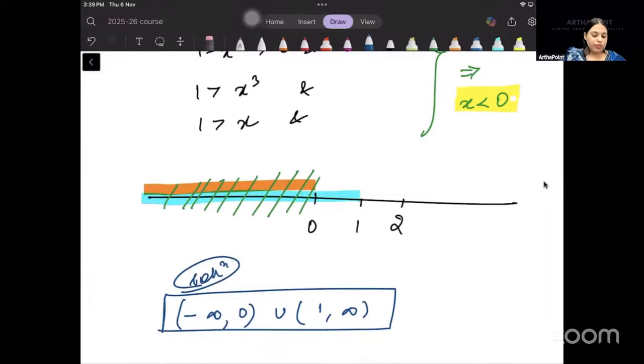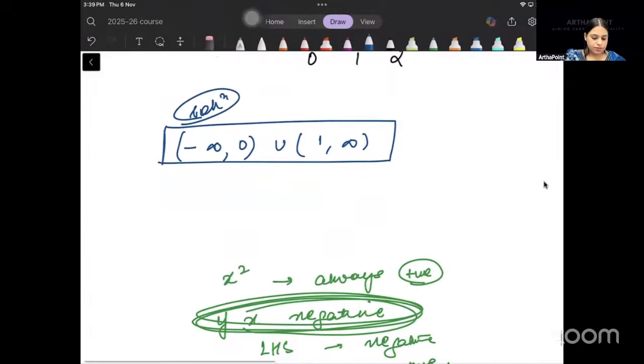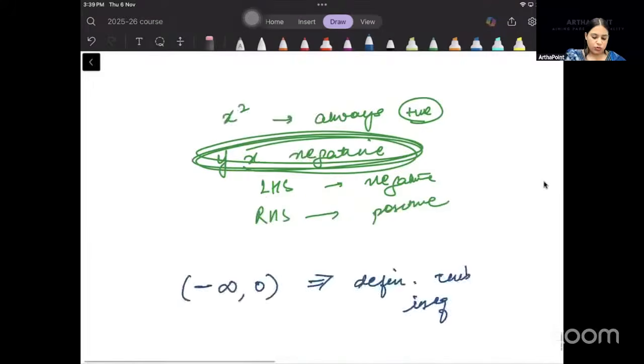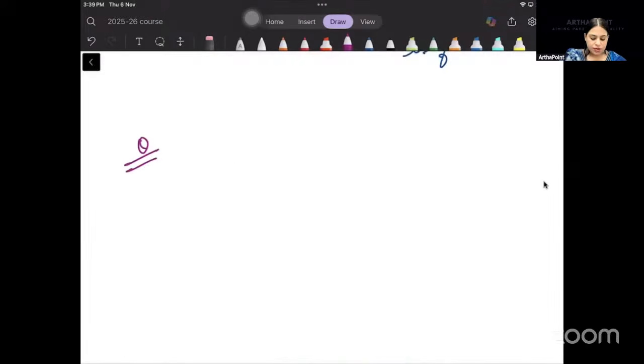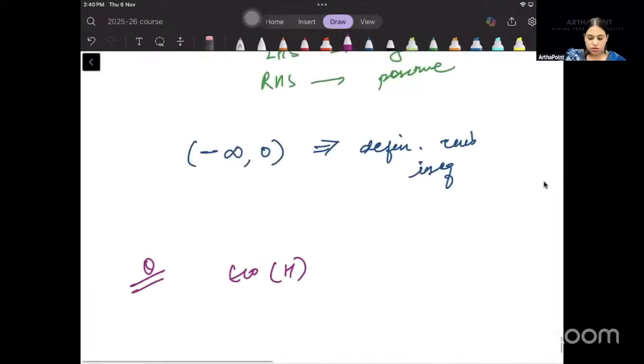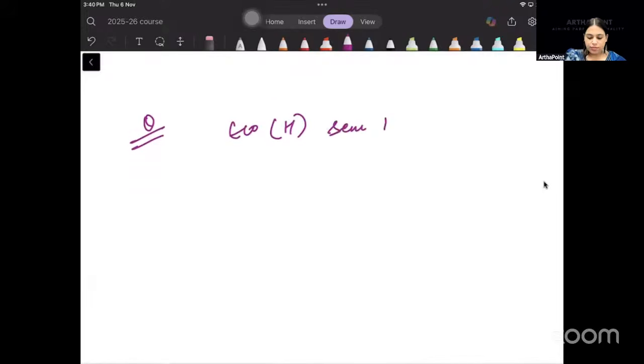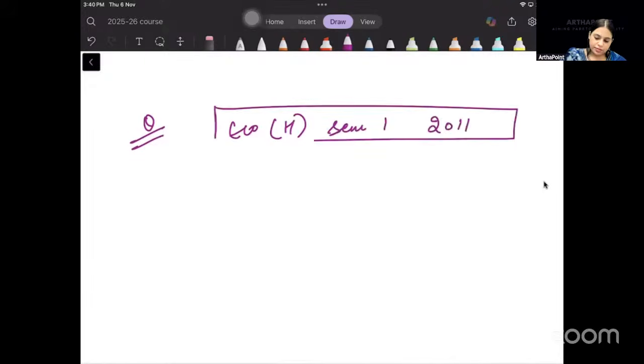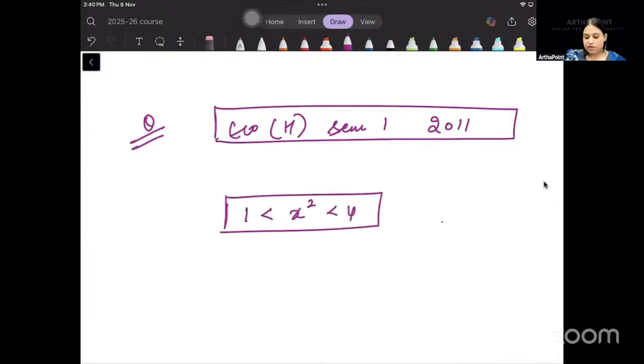Okay, I'm giving you one more question, beta. You try it as a homework question. I will take this into the Modulus class. Eco Honors SEM 1, 2011. 1 less than x square less than 4. Very easy. Find the solution for x. Take it as a homework question. Try it. Tomorrow we will continue with this marathon. We will take more past year questions.